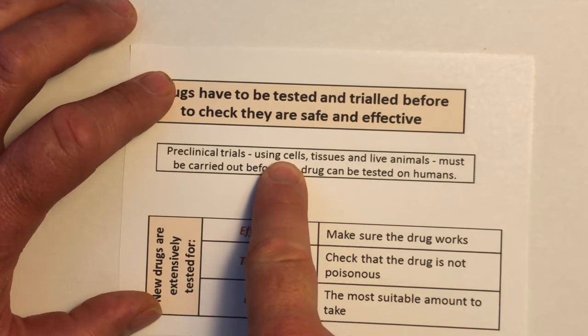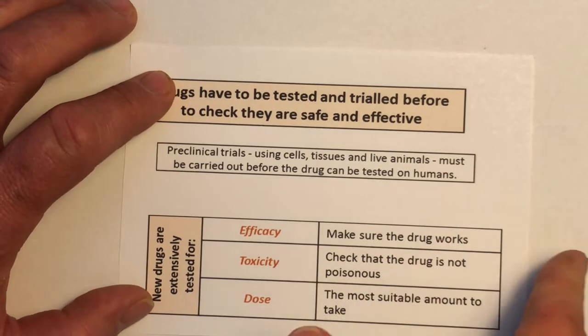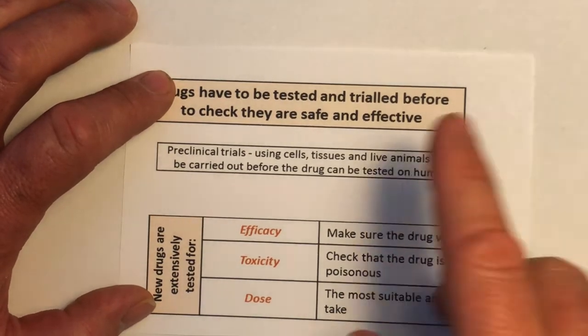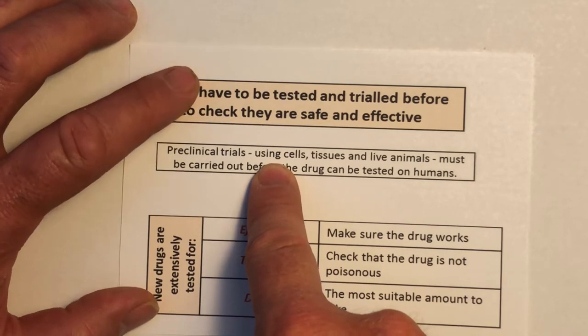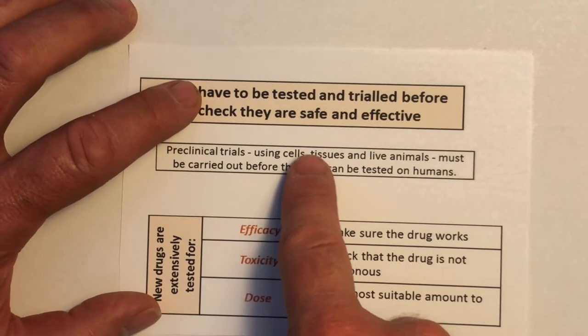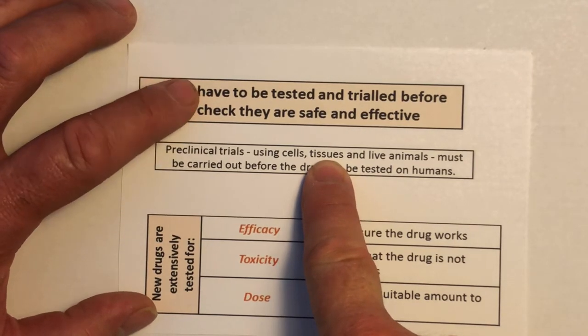And what they'll do is they'll get some human cells, right? And they'll add the drugs to them. If those drugs kill those cells, then the drug's never going to work. If they see something positive happening and those cells are doing what they expect them to do, then what they'll do is they'll test them on tissues. So a tissue would be maybe a larger amount of cells.